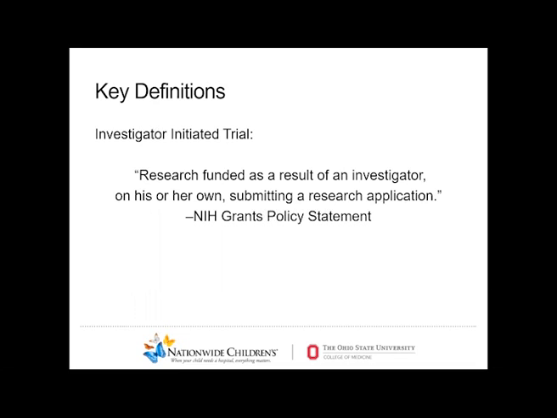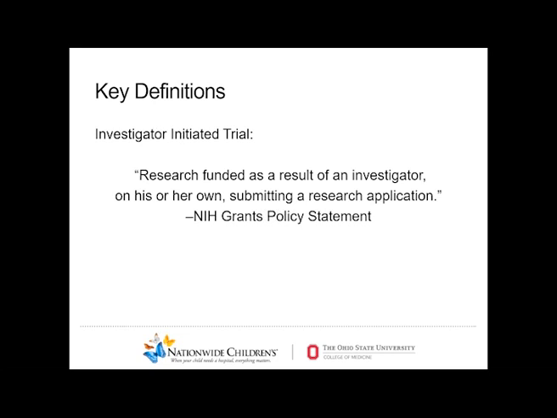So to make sure that we're all talking about the same thing, I use the NIH Grants Policy Statement of what is an investigator-initiated trial. So this is research that is funded as the result of an investigator on his or her own submitting a research application. So this means that somebody had an idea, they submitted the research application, and in this case it's the NIH, but someone said, that's a great idea, we're going to give you money, go do it.